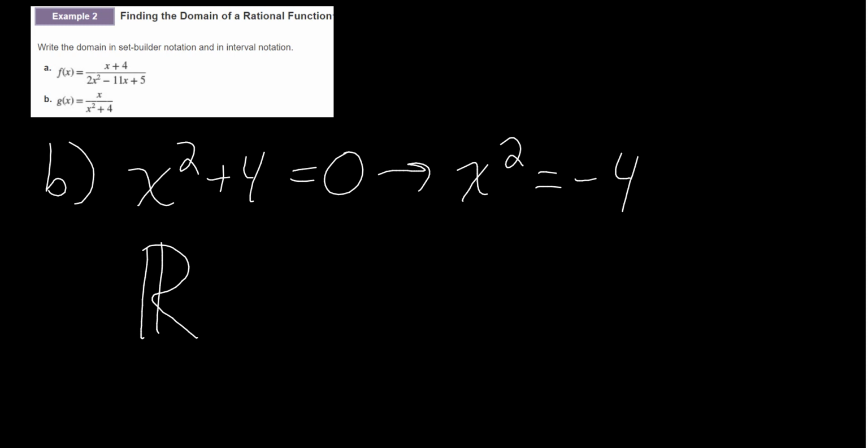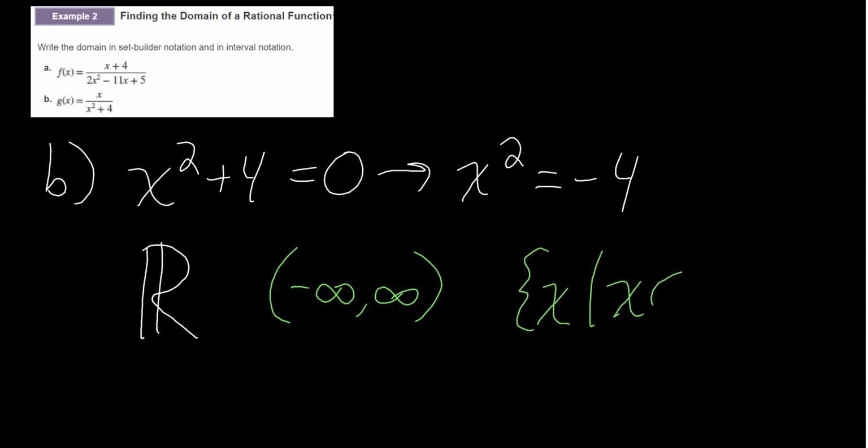Okay, I should have written that in interval notation. So in interval notation, it is from negative infinity to positive infinity. And then if I were to do set builder notation, I would say x such that x is an element of the real numbers. Right. Sorry, I got ahead of myself there.